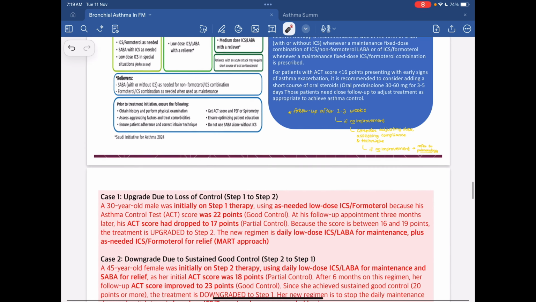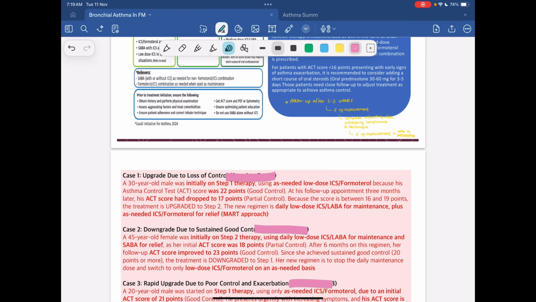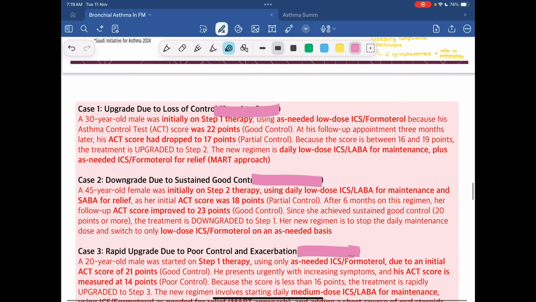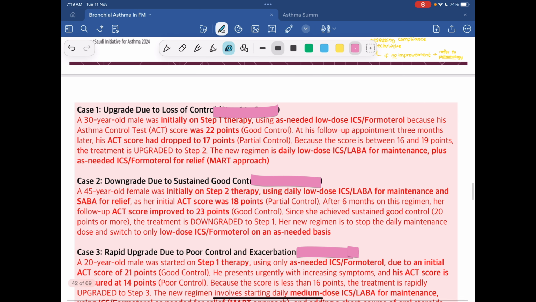Actually hold on, wait, a moment, look. Okay, I hope it's not dry. Okay, I'll give you a case and you have to guess. Hold on.